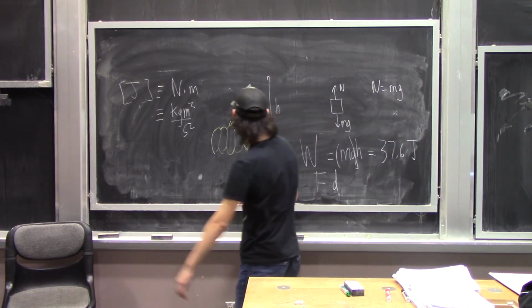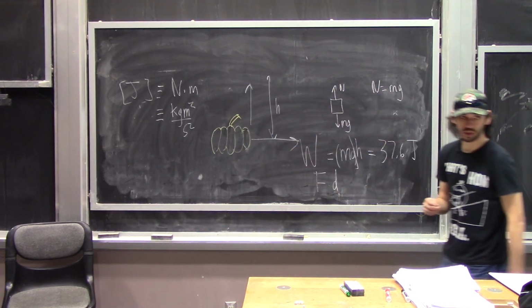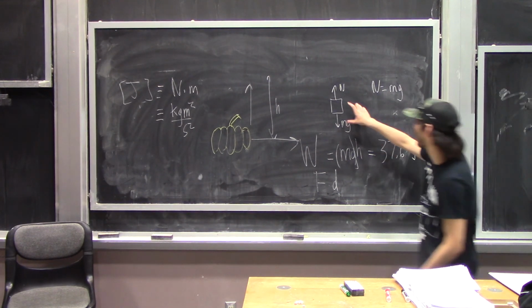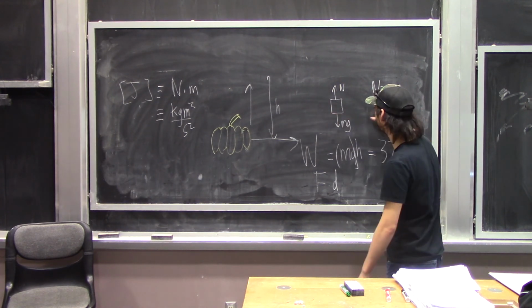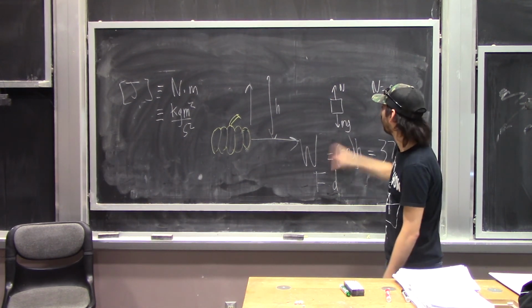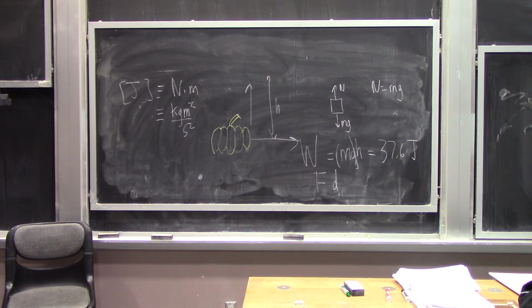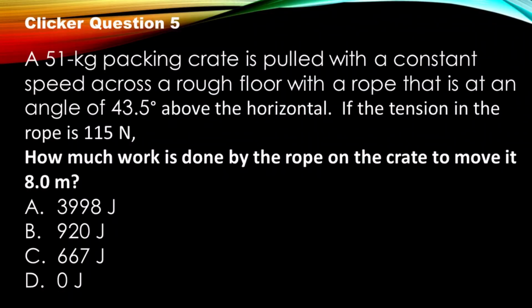Now, what happens if we take this pumpkin and we move it horizontally? What forces act in the horizontal direction? It's maybe not really a trick question, but it's just 0, right? There are no forces, like if I look at this free body diagram, there's no forces acting in the x direction, right? So that means that the work done to move something horizontally is just 0, okay? All right, moving on to the next one.